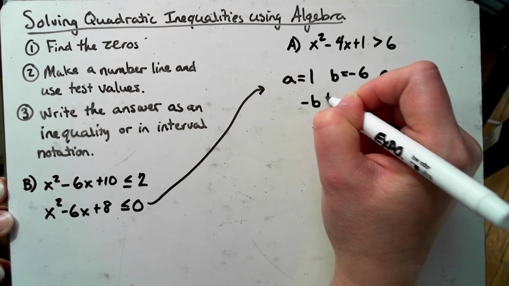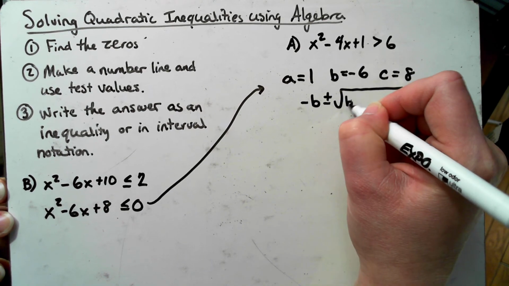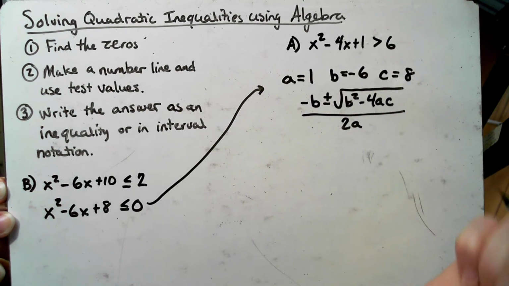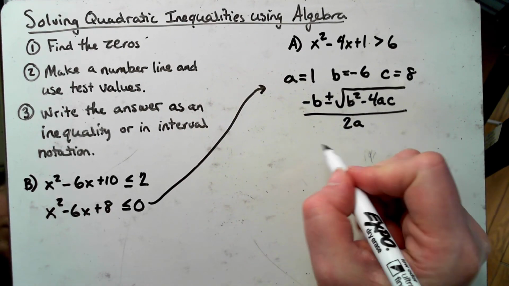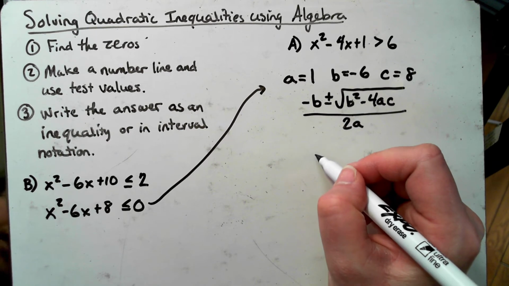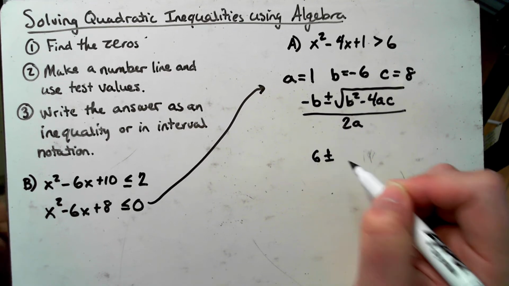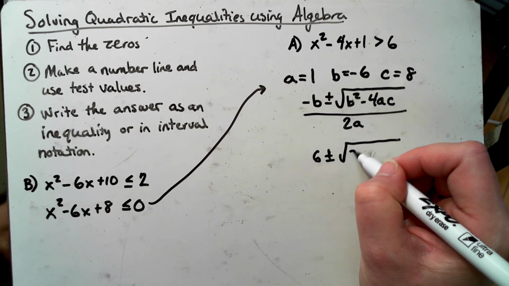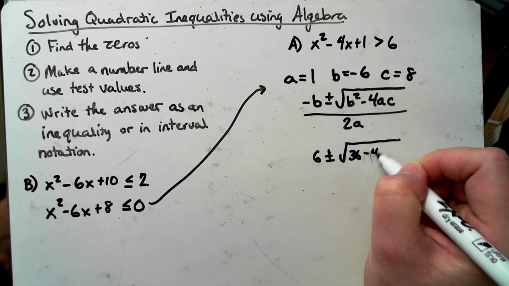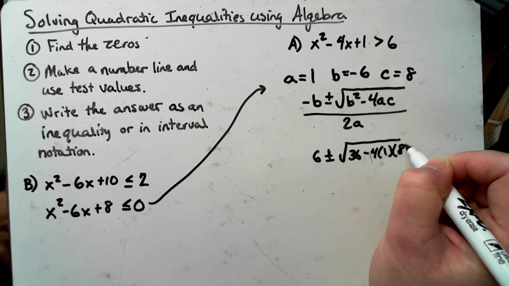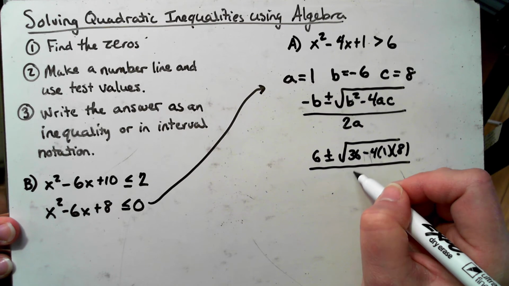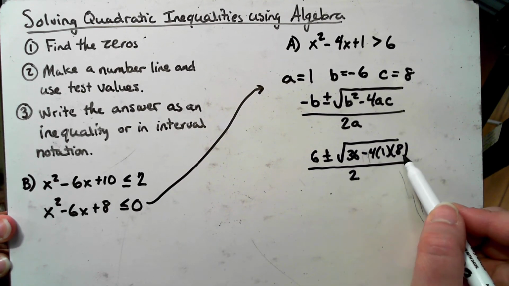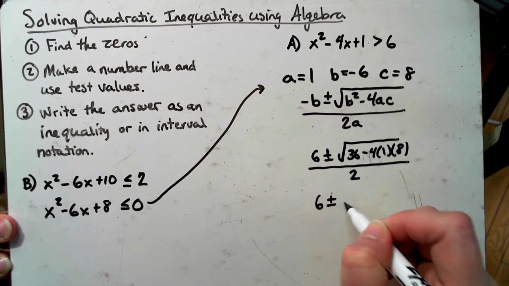So negative b plus or minus the square root of b squared minus 4ac all over 2a. And I'm just going to put in the numbers I have. So negative b, I change the sign on the negative 6 to get positive 6, plus or minus the square root of b squared. Negative 6 squared is 36, minus 4 times a times c, all over 2a. 2 times 1 is 2. Okay, and now calculating this, you get 36 minus 32, which is 4.